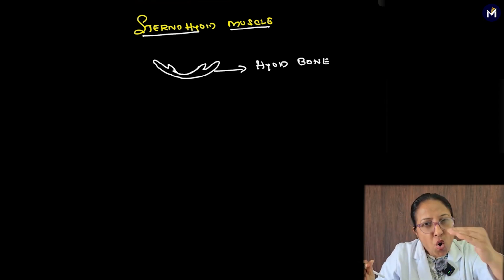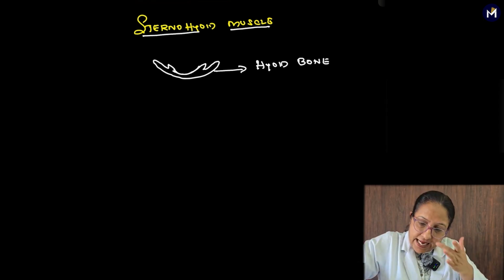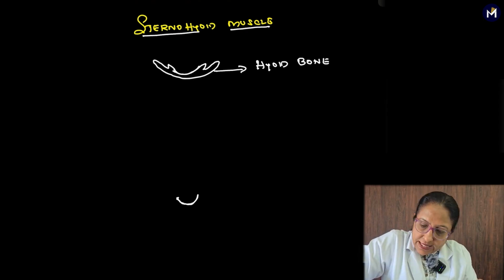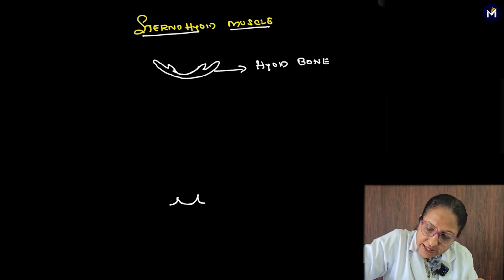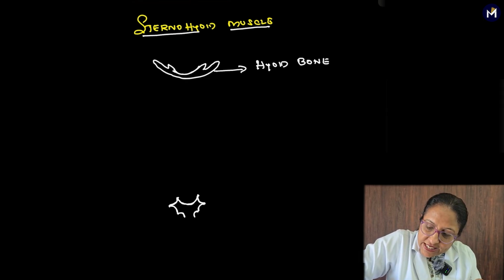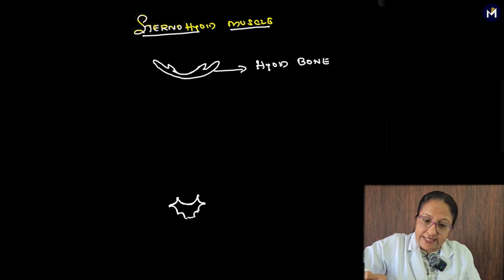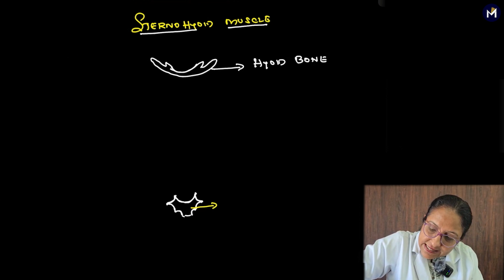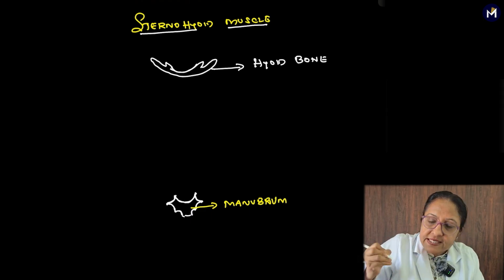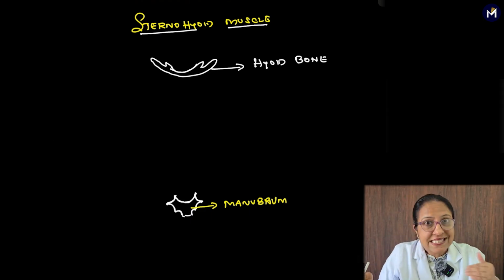Next we'll draw only the manubrium sterni. So here goes the jugular notch. This facet is for the clavicle. This facet is for the first costal cartilage. This facet is for the second costal cartilage and here is the joint. So let us label this as manubrium, the upper part of our sternum. This is manubrium or manubrium sterni.